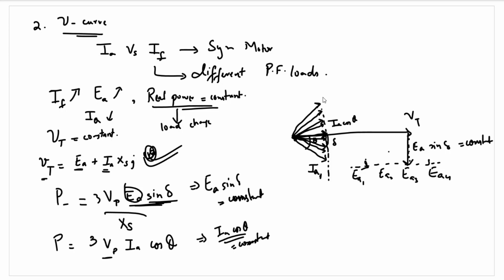Now we have established that the real power has to remain constant. That means Ia cos theta has to remain constant. So at lagging power factor, Ia will tend to decrease with increased field current, but once we reach the leading power factor, Ia will start increasing with increased field current.